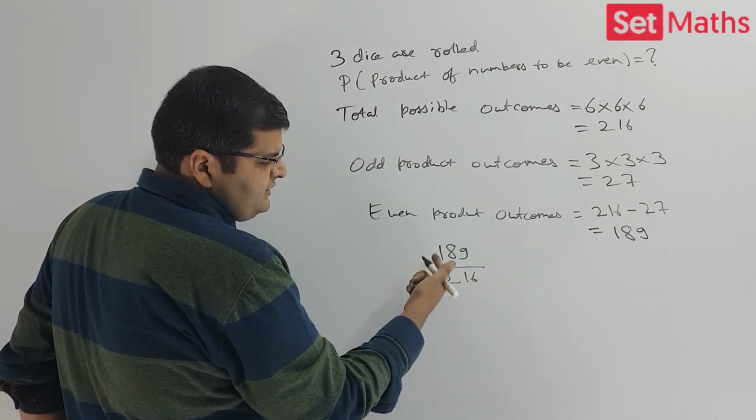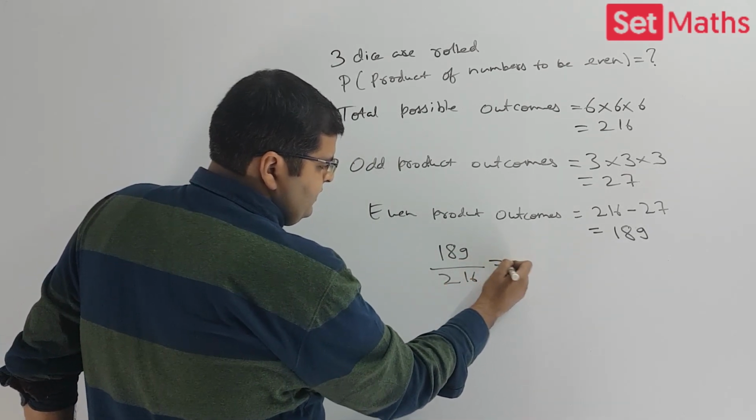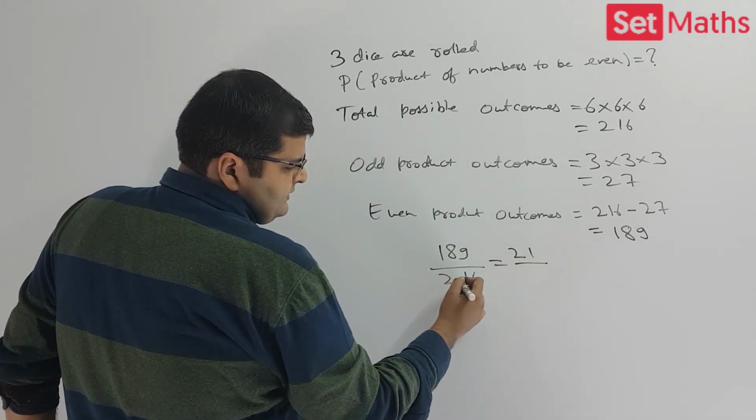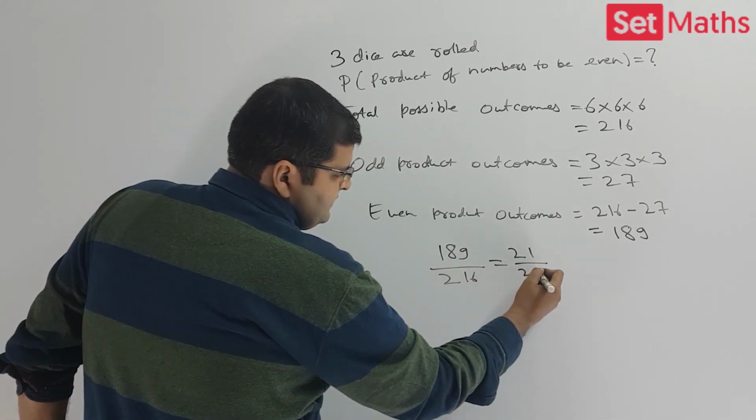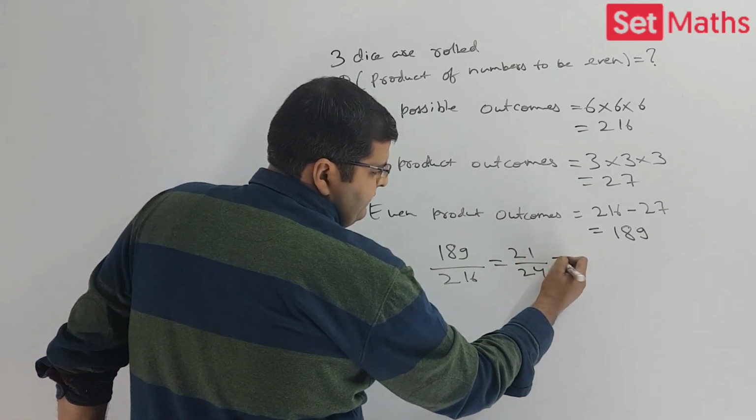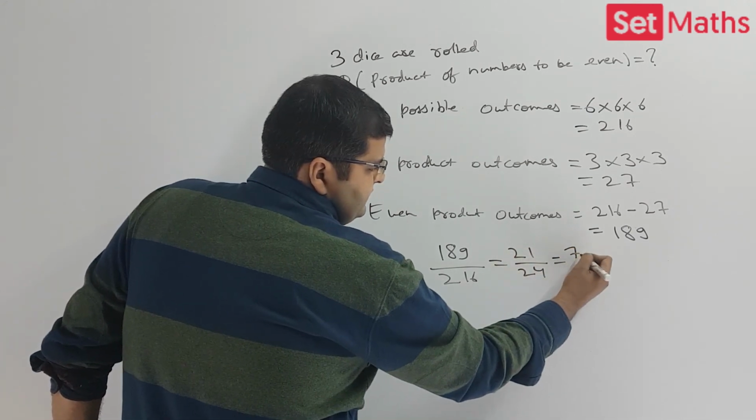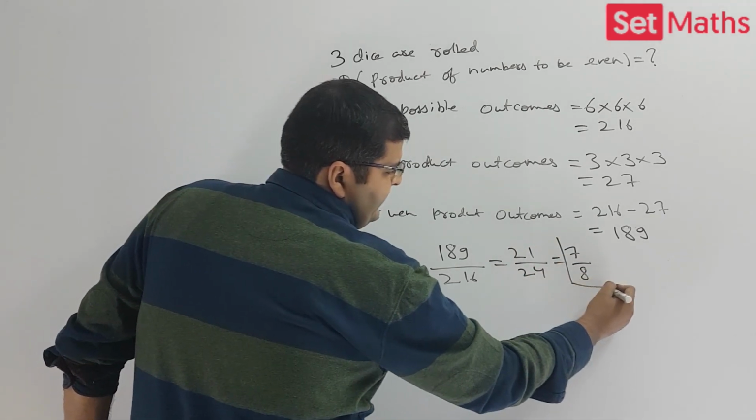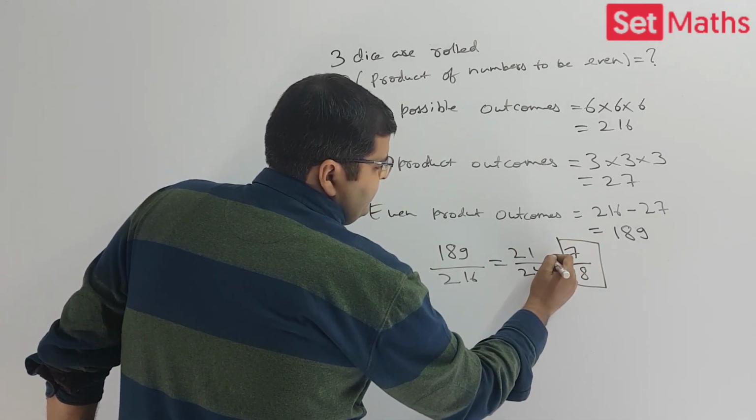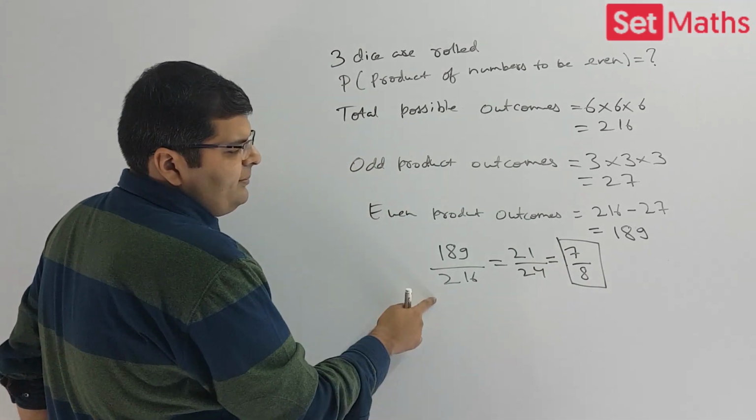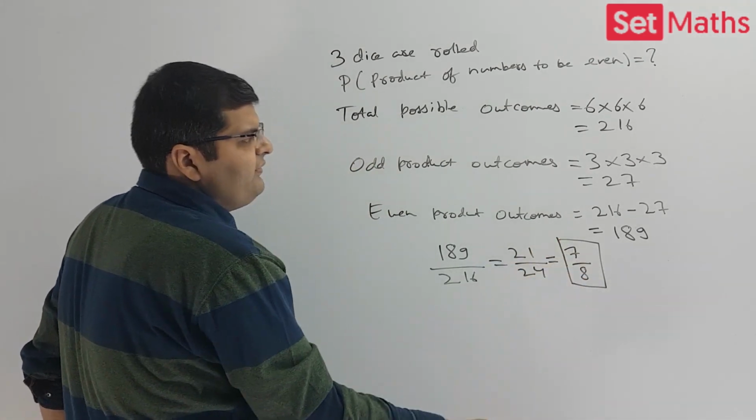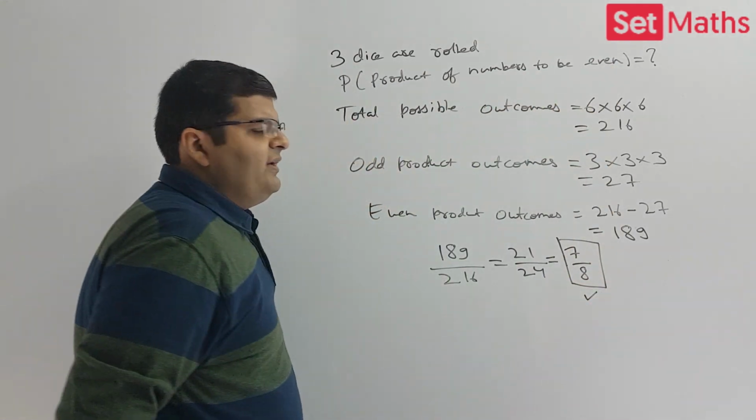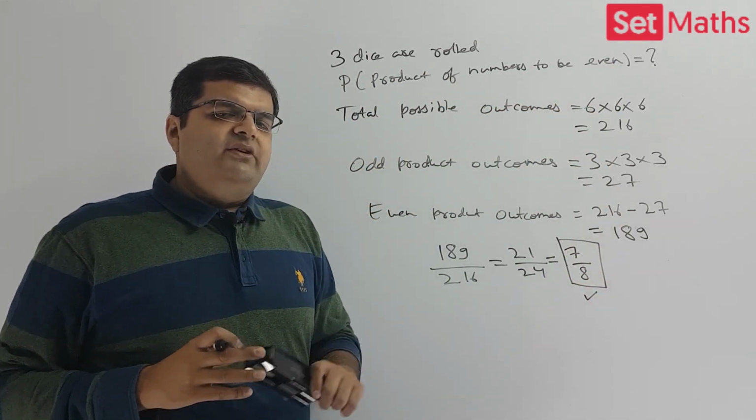Okay, so we can reduce this. If I divide the numerator and denominator by 9, 9 2s are 18, 9 1s are 9, 9 2s are 18, 3 6, 9 4s are 24, so 21 upon 24. This can be further reduced. 3 7s are 21, 3 8s are 24. So we get 7 upon 8 as the probability over here. So 189 upon 216, we reduced it to 7 upon 8. So the probability for the product of numbers to be even is 7 by 8. All right, that is how we solve this question.